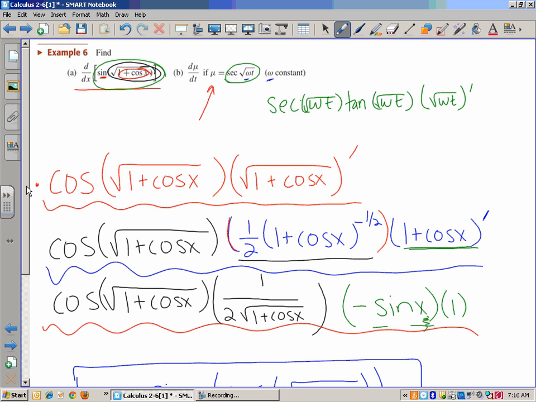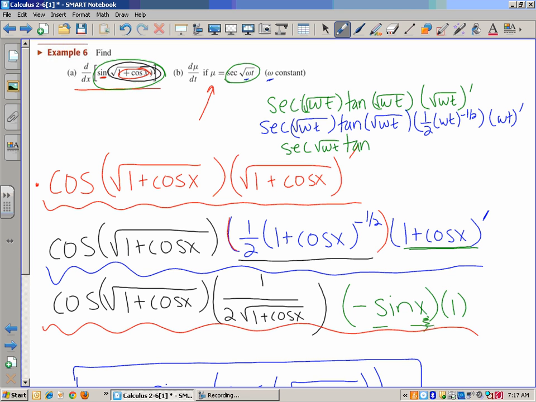All right. Well, secant of the square root of omega t times the tangent of the square root of omega t stays the same. Now the derivative of the square root of omega t is going to be 1/2 that stuff to the negative 1/2 times the derivative of that stuff. Okay? So final line is going to be secant of the square root of omega t times tan of the square root of omega t times 1/2 times the square root of omega t. The derivative of, remember, this is just a constant, like 2x, 4x, 8x. The derivative of this is just going to be omega. And that is my final answer. I'll take final answer for 1,000, Alex.